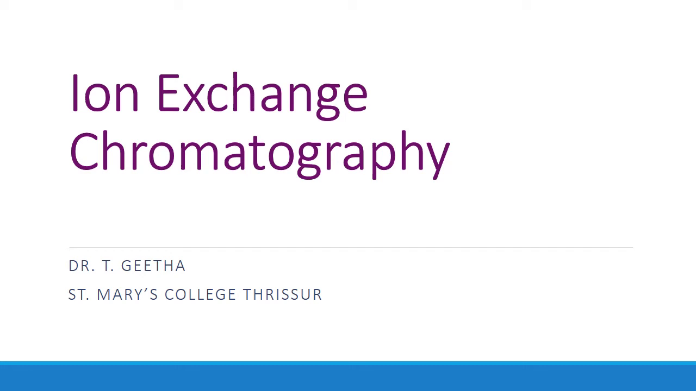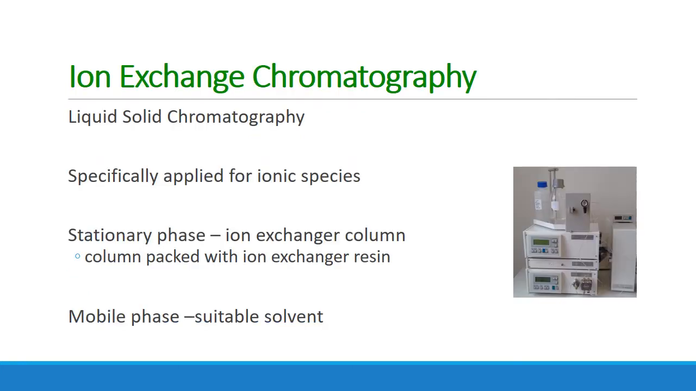In this session, we will discuss ion exchange chromatography and its application. Ion exchange chromatography is a special case of liquid-solid chromatography most suitable for separation of ionic species. In this chromatography, the stationary phase is a column packed with ion exchanger resin. The mobile phase may be any suitable solvent.